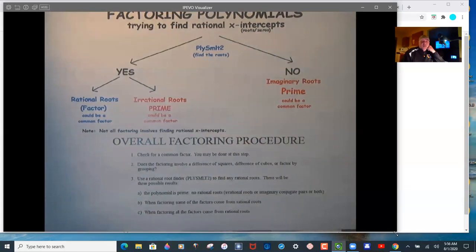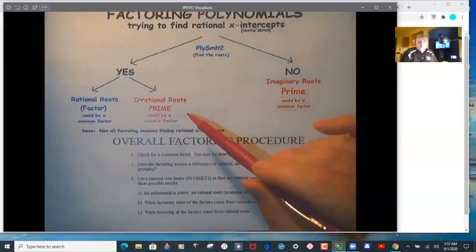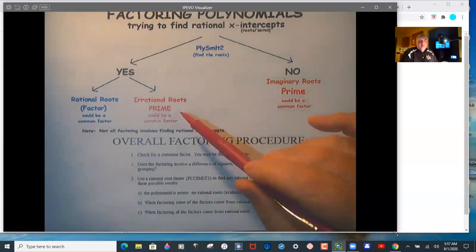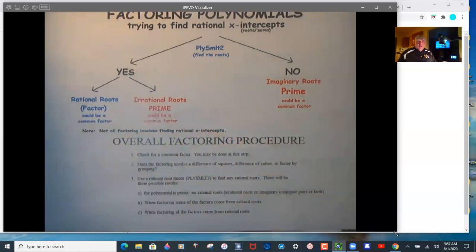So one of three things is going to happen. And this is all linked to that page of notes we had in the last unit with the pictures of the graphs. So imaginary roots means that the graph has no x-intercepts and that there's no factoring. You write prime. Irrational roots, those were the problems where we had to use that funny formula. We got long decimals for the x-intercepts. And then rational roots, which can be integers or fractions. And then we have to check for a common factor. So that's kind of what all of this is saying.